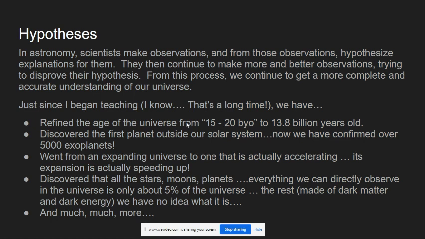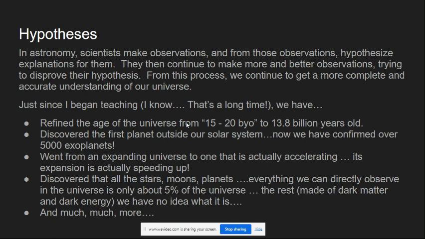Just since I began teaching, I know I'm old, but this is just crazy. The age of the universe went from 15 to 20 billion years old to 13.8. We've discovered the first planets outside of our solar system, called exoplanets, over 5,000 of them. And also think of it this way, this is since your parents have been in school too, right? You're learning things that we didn't know at the time that they were your age.